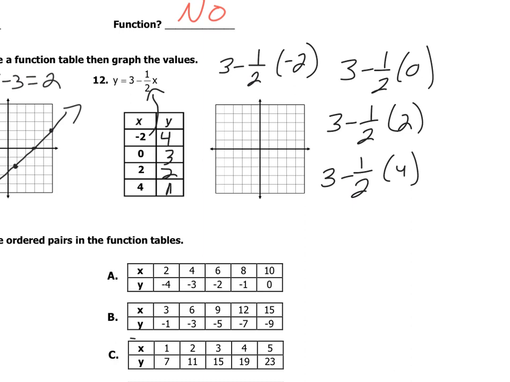So if we go ahead and plot this, it'd be negative 2, 4, which is right here. Then we'd have 0, 3, which is right here. 2, 2, which is right here. And 4, 1, which is right here. And that would be your graph.